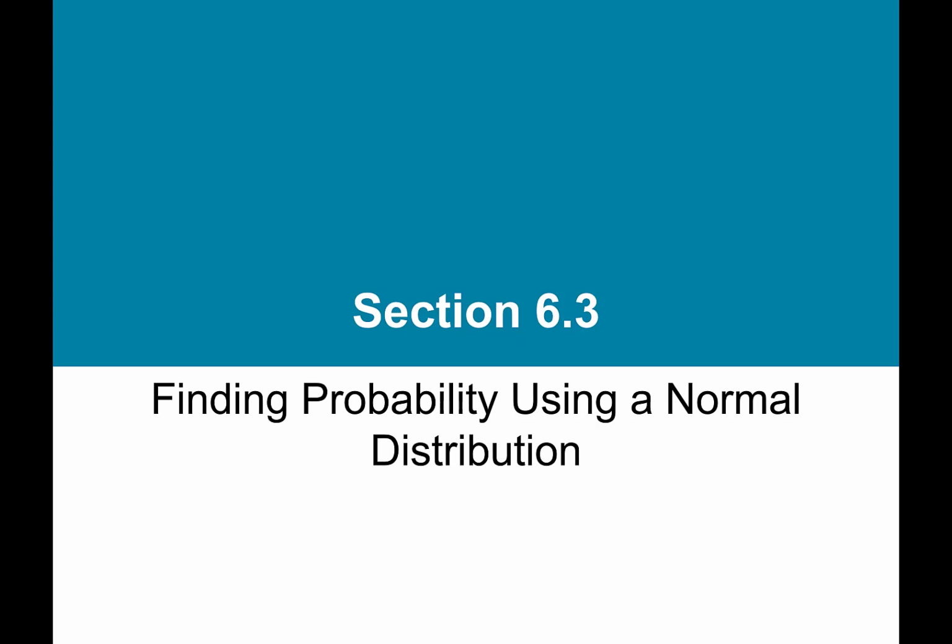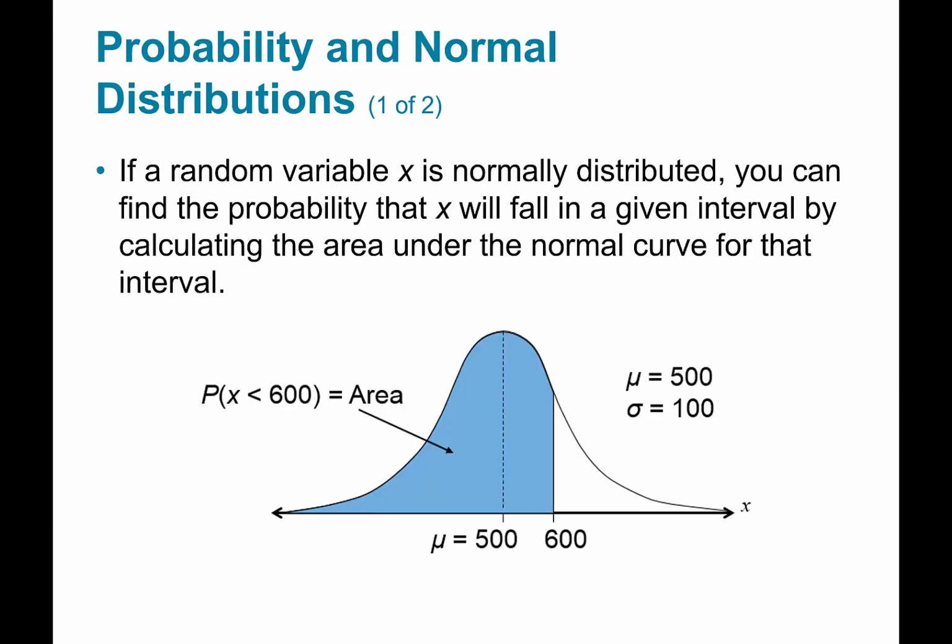Alright, so today we're going to extend our idea from last class for finding probabilities under the standard normal distribution, and extend that to any normal distribution. The idea is essentially the same. If you have some random variable x that's normally distributed, it doesn't matter what the mean or standard deviation is, you can find the probability that x will fall into some given interval by calculating the area under the normal curve for that interval. So the idea is still the same. Area is still equal to probability.